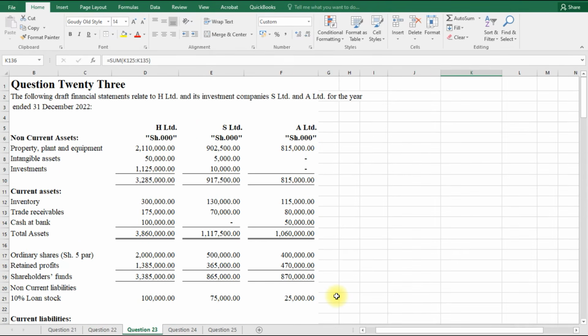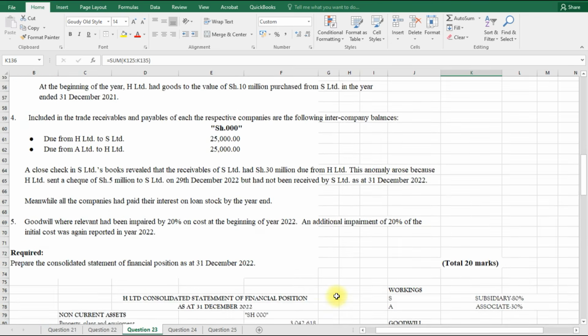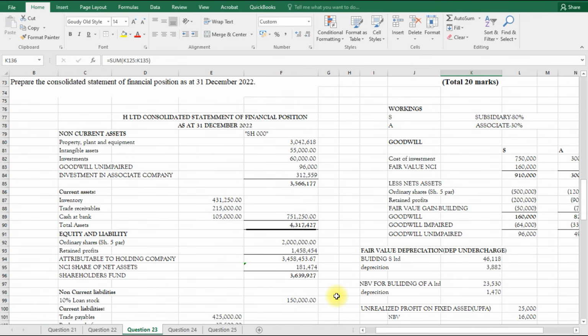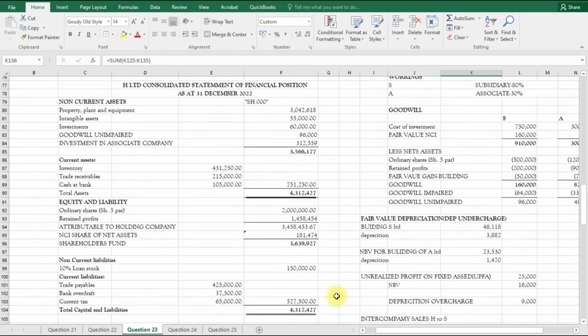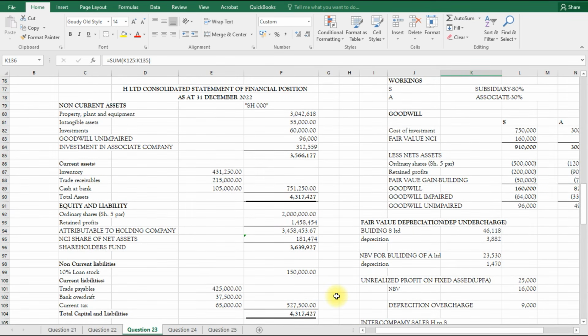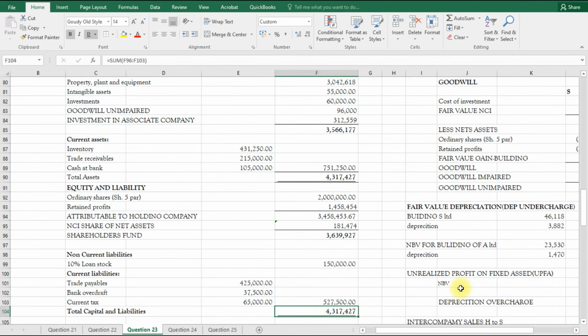So that was question number 23 for April 2023, sitting for the BDA. The other questions will be solved in due time, and we believe you'll be able to follow. So that's how that particular question, the consolidated statement, was supposed to be done. And I believe we'll be able to follow that.